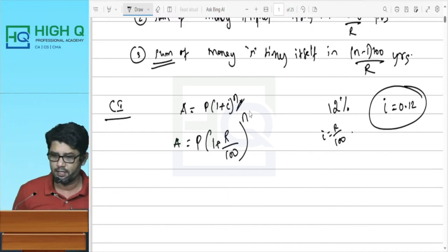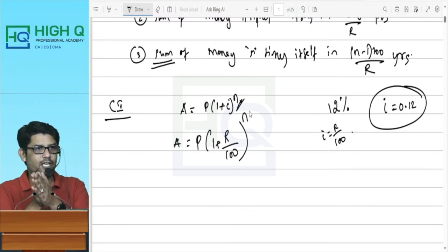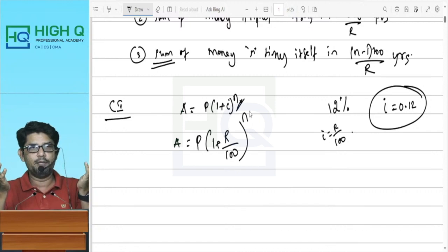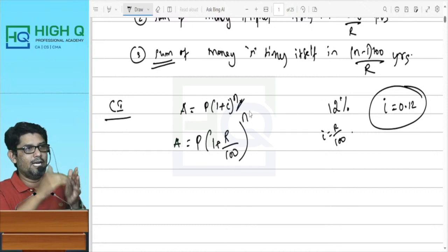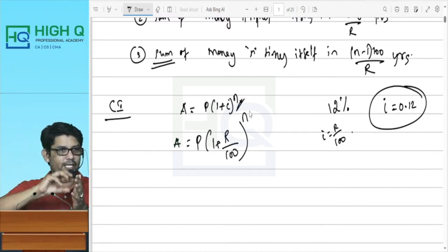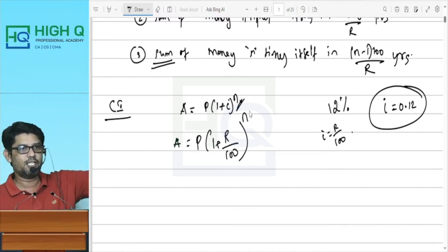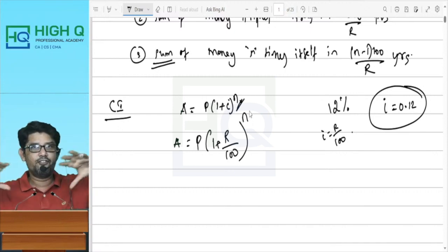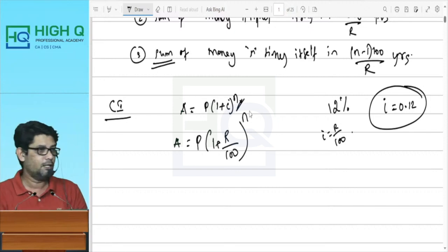0.01. If it is monthly, then it is 0.01. So what we are doing is, when the interest is compounded semi-annually, the number of years given will be multiplied by 2 and the rate of interest divided by 2. If it is quarterly, the number of years multiplied by 4, rate of interest divided by 4. If it is monthly, the number of years multiplied by 12, rate of interest divided by 12.